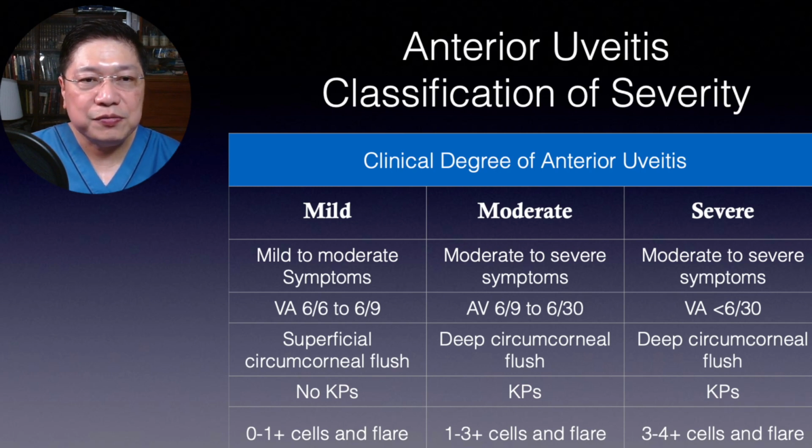They could have very, very pronounced circumcorneal flush. They will have KPs and they have flares. So the difference between all three would not just be the visual acuity, but also the amount of cells and flares.